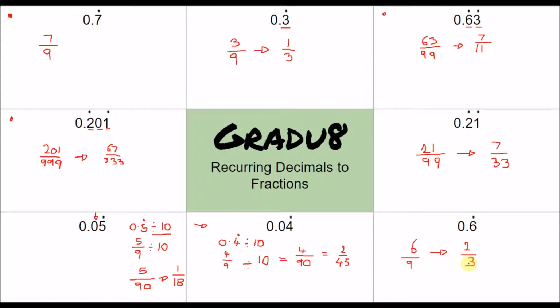Okay guys, thanks for watching this video. Hopefully you've got a bit more of an idea about recurring decimals, turning them into fractions. Just be careful with those ones that have got those extra zeros in. I want you to have a little think about what would happen if there were some more zeros in there. How would that affect the question?